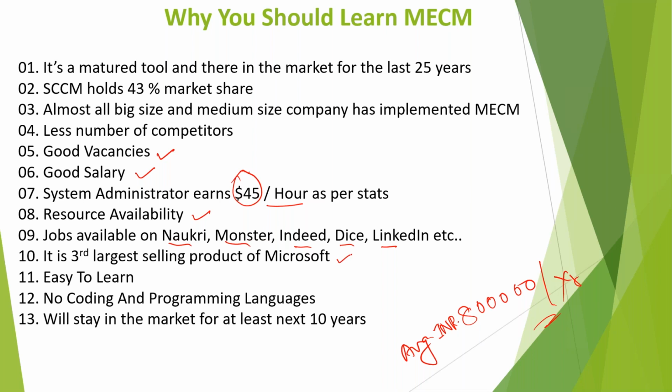It is the third largest selling product of Microsoft. Microsoft is selling number one, Office; number two, operating system; number three, MECM. This is SCCM. So this is the new name, right? Previously we used to call it SCCM. It's the same product with a new name.